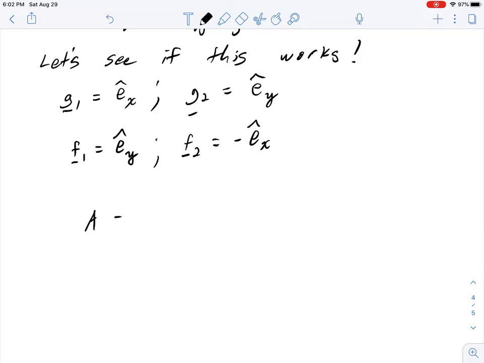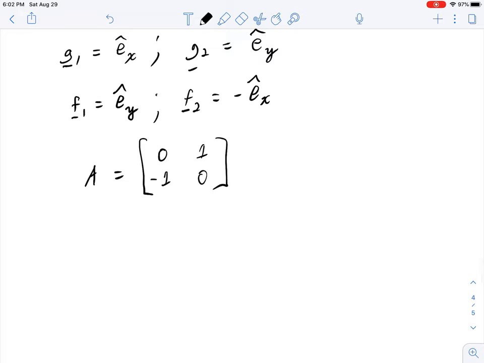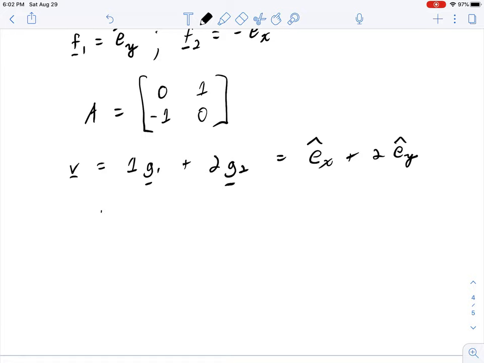Your A matrix is 0, 1, negative 1, 0, which is a 90 degree rotation. All right, so let's say we have a vector v, and it is 1 g1 plus 2 g2, or ex plus 2 ey, where those are unit vectors. That's what the little hat above will generally mean in this class. All right, so that is equal to v1 g1 plus v2 g2. So v1 is equal to 1, v2 is equal to 2.